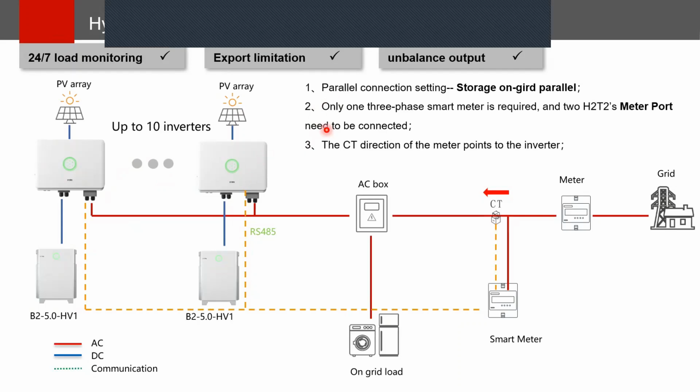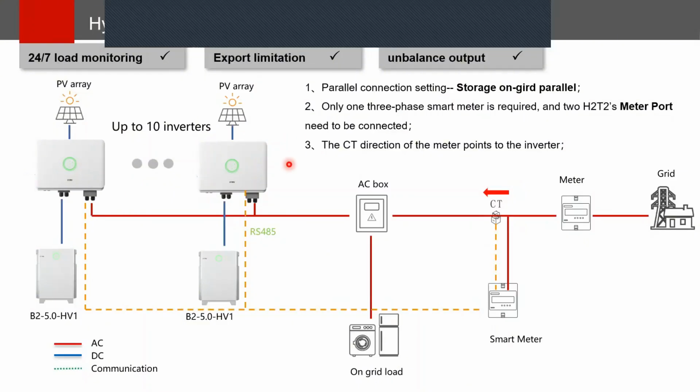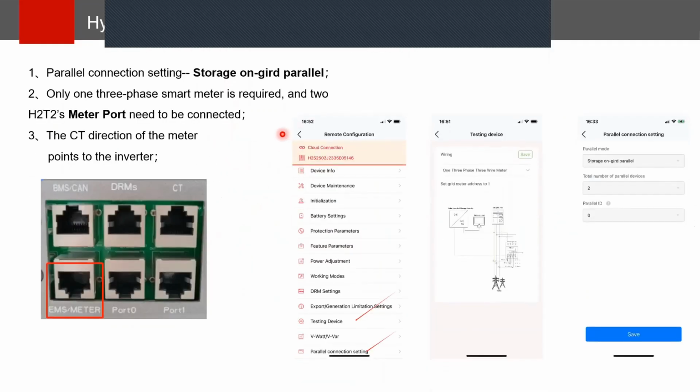Okay, so if we want to install more storage systems like H2, as we can see here, we only need one smart meter, at the house meter. One smart meter here is enough to monitor the whole system's power bought from the grid. One smart meter is enough because our H2 hybrid inverters have the function of monitoring loading. But we also need to make sure the settings are set correctly. This is the same way we connected the smart meter, to the net port in the meter port. And we need to choose the corresponding testing device mode. For example, if we use a single phase meter or a three phase four wire or three wire meter, we just select the corresponding one.